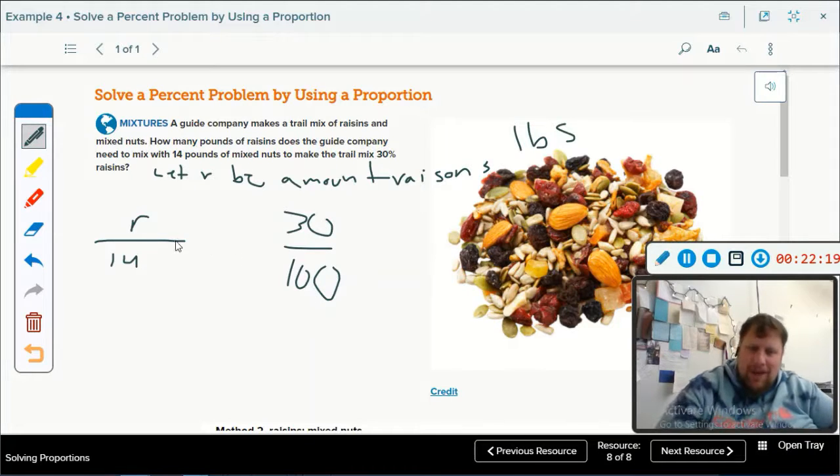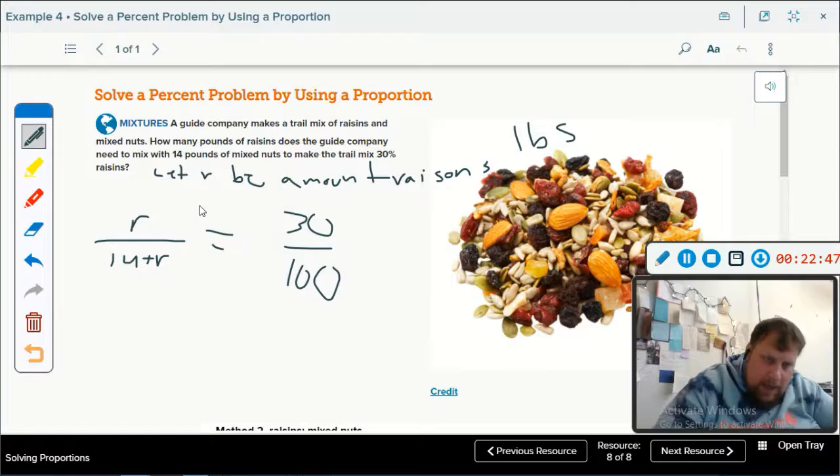But here's the deal. If I'm adding R pounds to the 14 pounds, I need to account for that on the bottom too, because I'm adding that weight down here, right? It's going to be a total weight. So we've got the part, just the raisins, but we need to have the total weight on the bottom, just like I have the part out of the total of 100 here. And now to solve this, let's cross multiply and solve for R. Take a minute, do it, pause me, and we'll start in just a second.